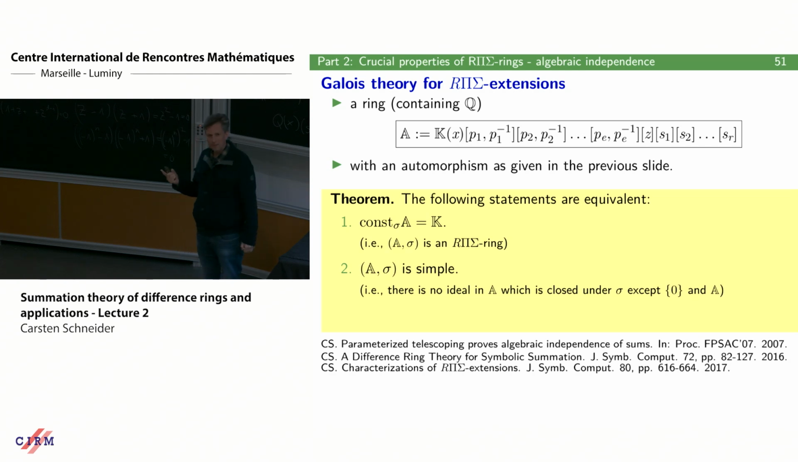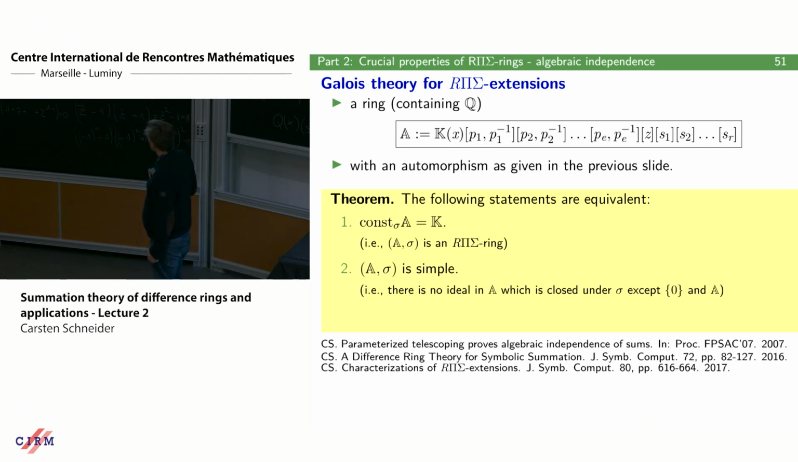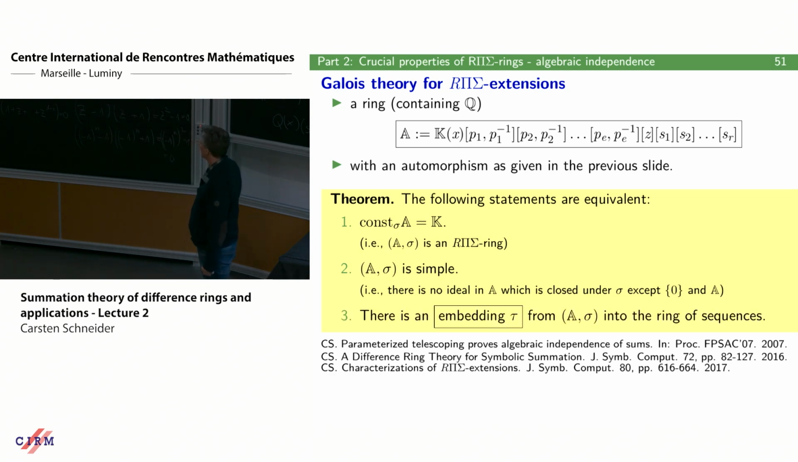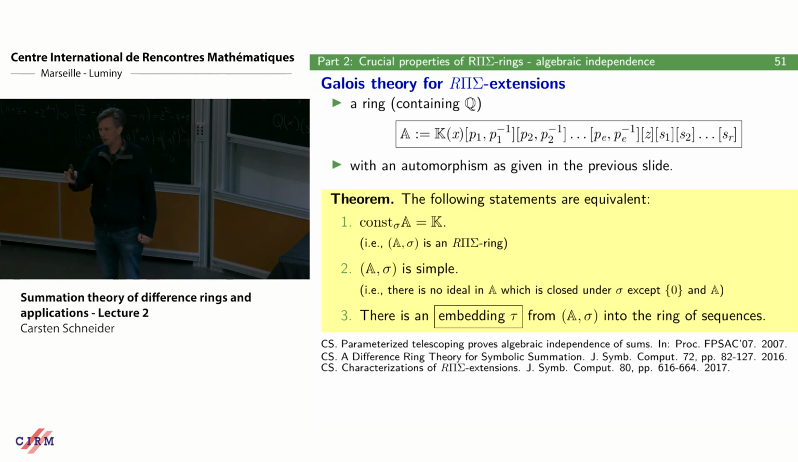And simple means that there are only two cases: only the zero ideal or the ring itself. There's nothing in between. Okay? And the third equivalent definition is that there exists an embedding from the difference ring, together with the evaluation function that I can construct, into the ring of sequences.